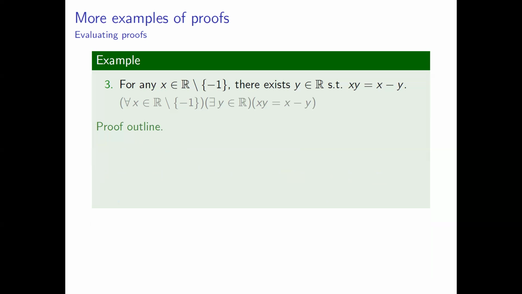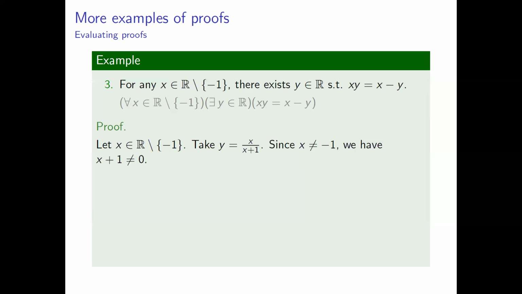We begin by letting x be an arbitrary real number not equal to -1. Then, we give a specific number y, verify that y is indeed a real number, and that x and y satisfy the equation xy equals x minus y. Here is the proof. Let x be an arbitrary real number not equal to -1. Take y to be x over x plus 1. Since x is not equal to -1, the denominator x plus 1 is non-zero, so y is a real number. Finally, we need to show that xy equals x minus y.